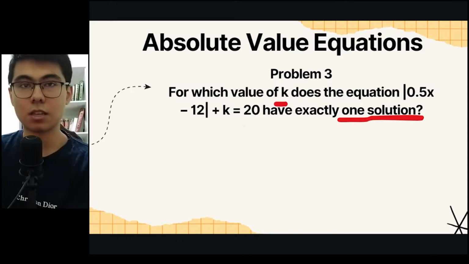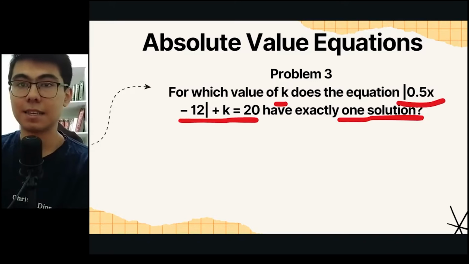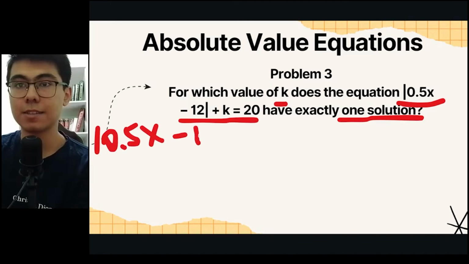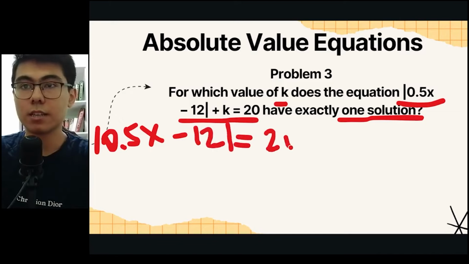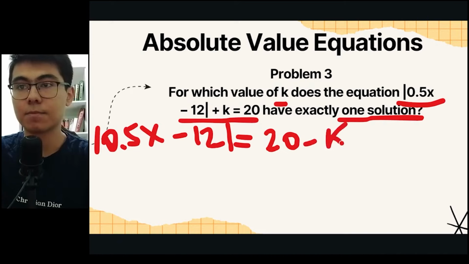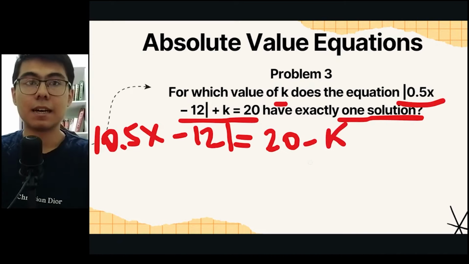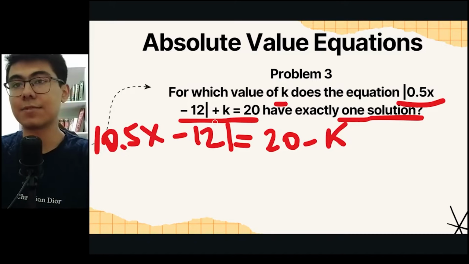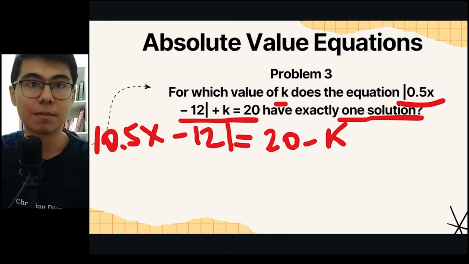So firstly, what we want to do is rewrite this thing as this. |0.5x - 12| = 20 - k. Here what we did is we subtracted k from both sides, so that's the exact same thing.